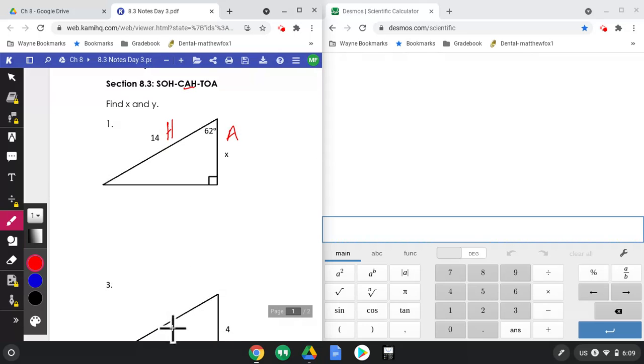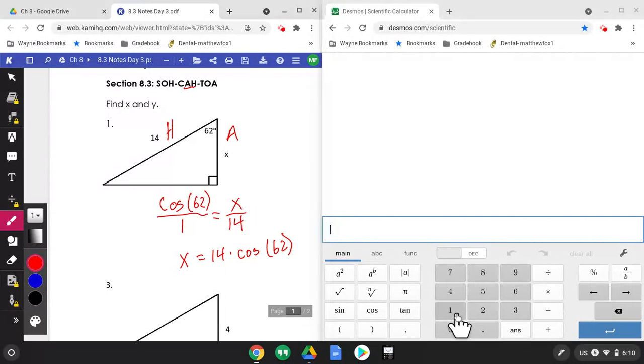So to set it up, I do cosine of 62 degrees all over 1. That will equal K, A over H. So A is x, H is 14. Now we cross multiply. 1 times x is x. X equals 14 times the cosine of 62.